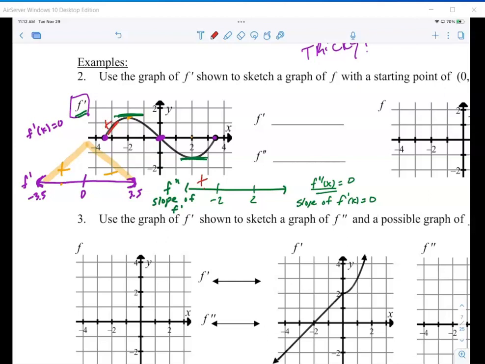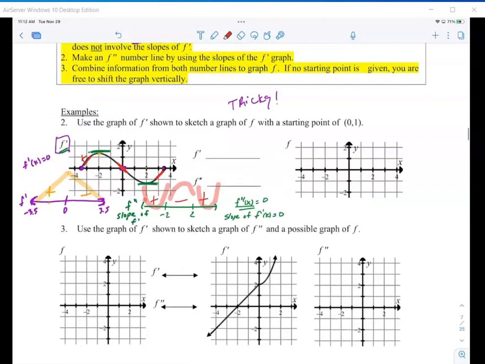What kind of slope is it at 0? That's a negative slope, right? And then what kind of slope is it? That's a positive slope. And what that means is that my original function goes concave up, concave down, concave up. Okay?